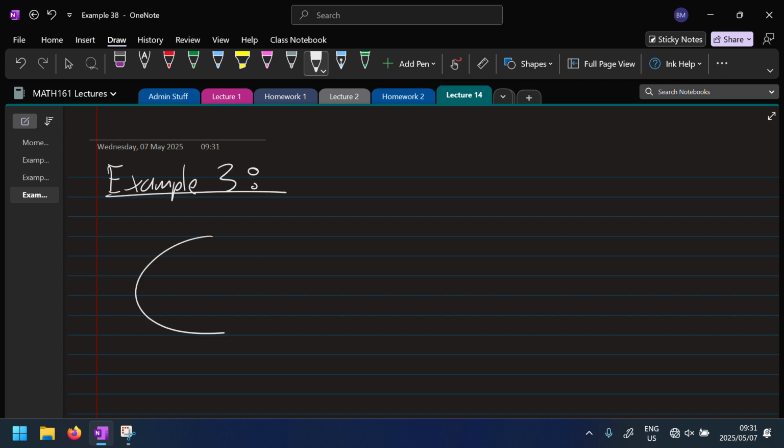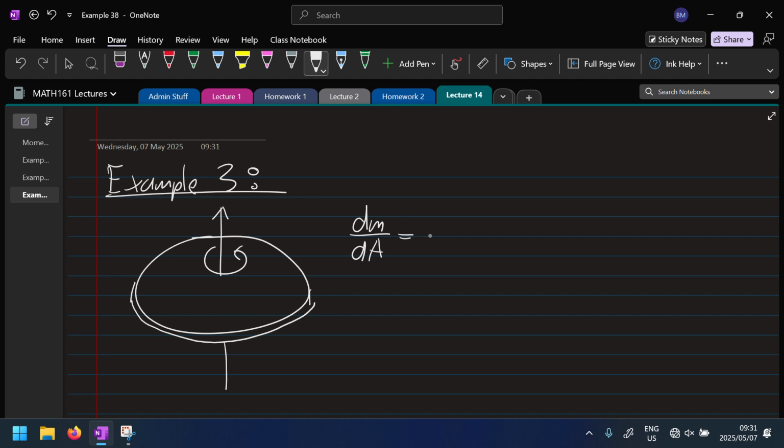Okay, so same setup. We've got the disk, and the axis going through it. We want to rotate the disk around the axis. But now, instead of having a uniform mass, it has a non-uniform mass, which means dm by dA is not going to be constant anymore. Previously it was constant, m over pi r squared. Now this is going to depend on the radius. So this will be sigma of r, not constant.